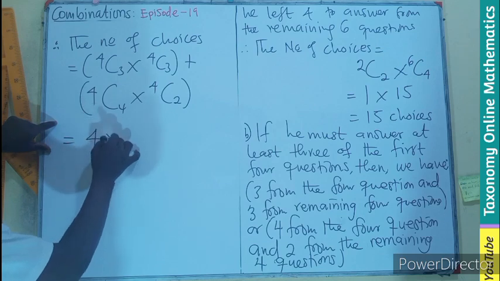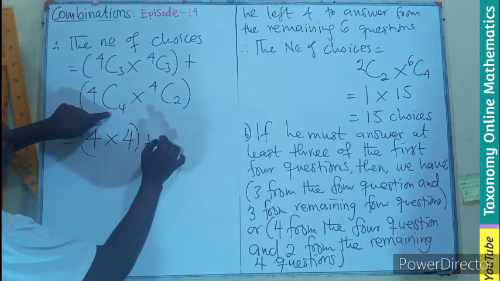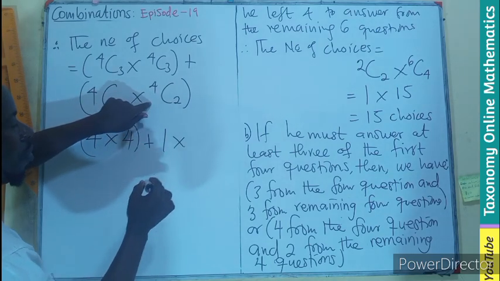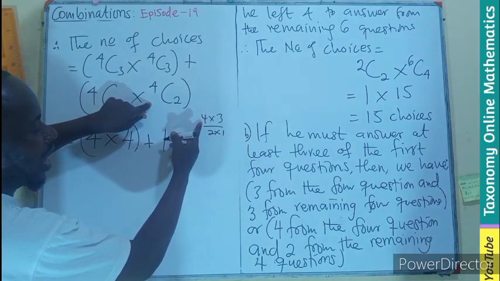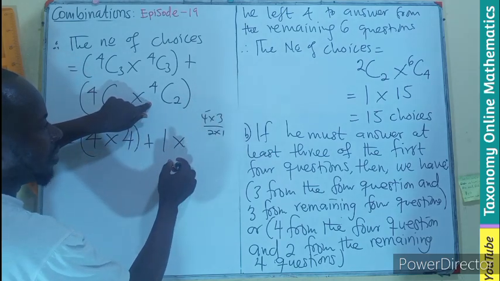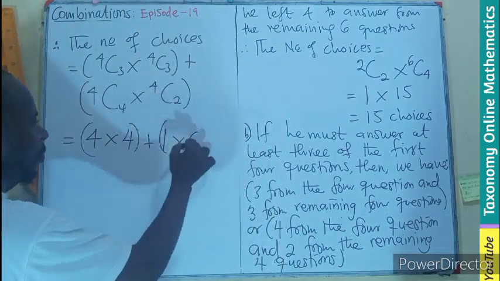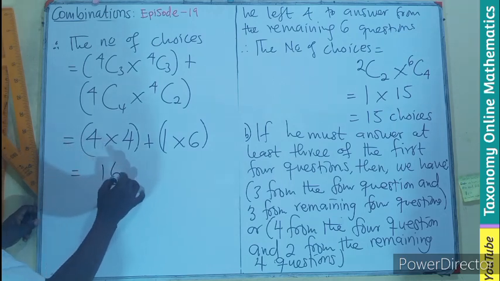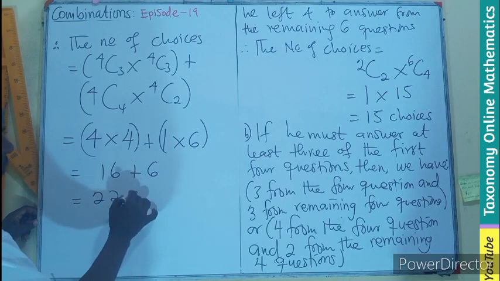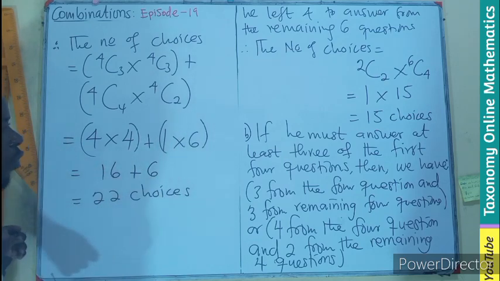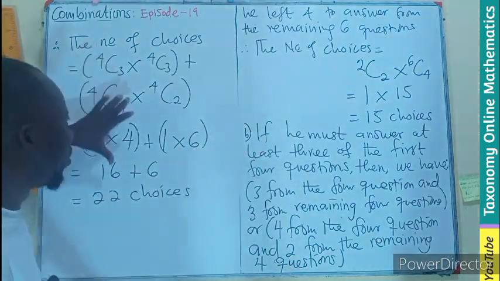So I should be having 4 times the same 4 here, plus this is going to be 1 times this, which will be 4, 3, 2, 1. Again, this will cancel this to give you 2 times this, that will be 6. So we can have 6 from that side. This will give you 16, I guess. It will give you 6, and this should be 22 choices or 22 ways. So this explains the concept of what the combination becomes.